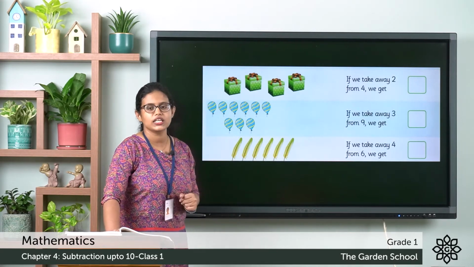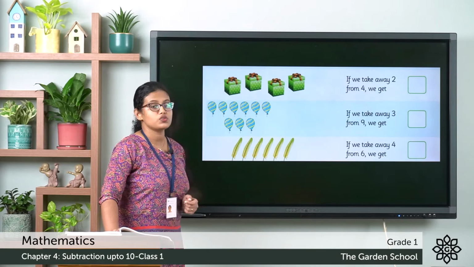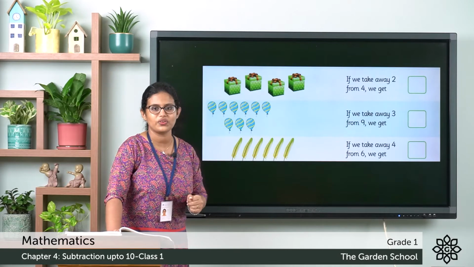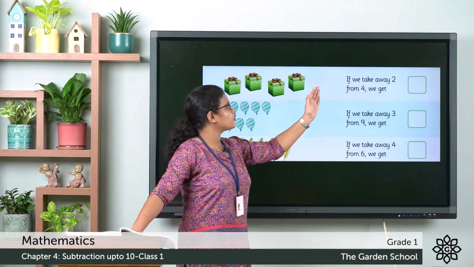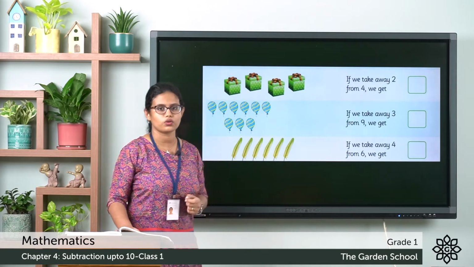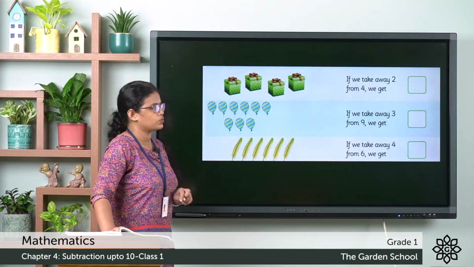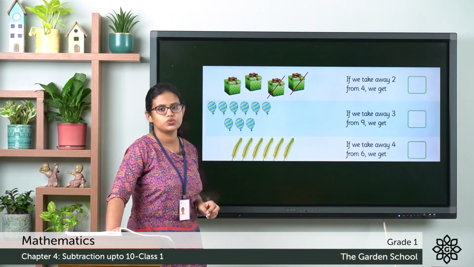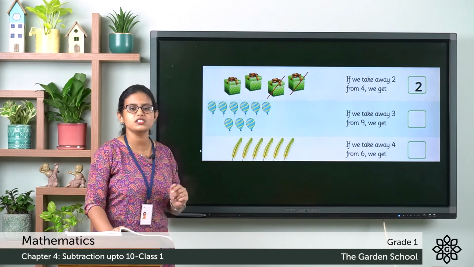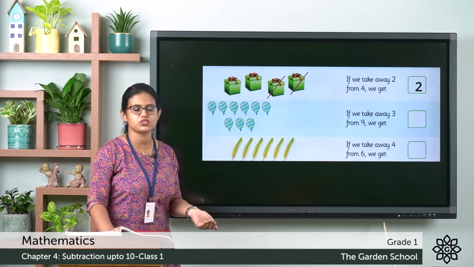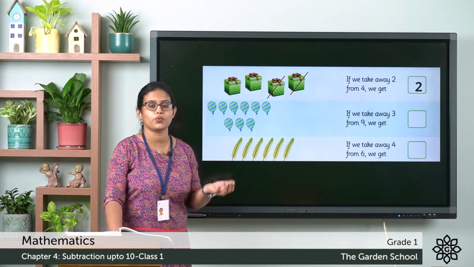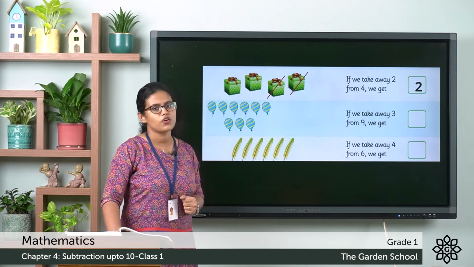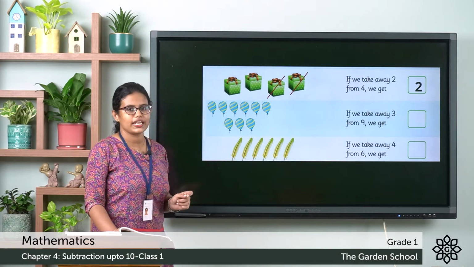Here you can see gift boxes. So just count and see how many gift boxes are there. 1, 2, 3, 4. 4 are there, right? See, if we take away 2 from 4, so we are going to take away 2. 1, 2. So how many are remaining now? 2. So what is the answer? The answer is 2. So what is 4 minus 2? 4 minus 2 equals 2. So when you take away 2 from 4, you get the answer as 2. Moving to the next one.